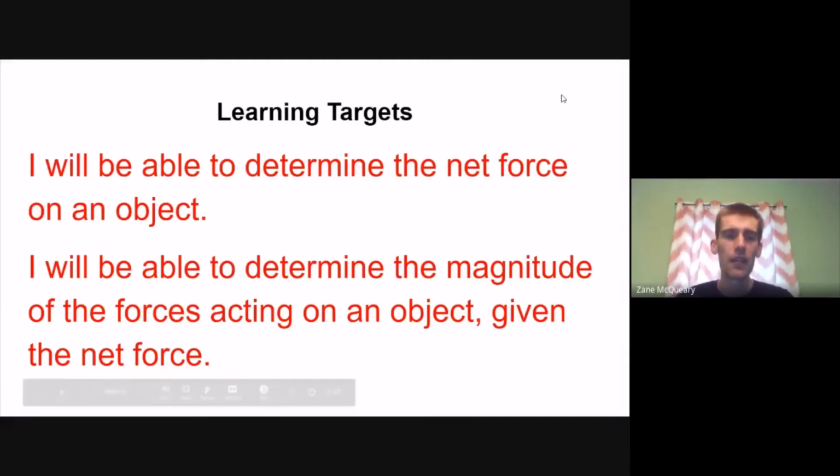That right there will give us both learning targets for the day. The first step was determine the net force that acts on an object. The second part was to go ahead and go backwards from the net force to find the individual missing forces by using components, using the x and the y component independently.